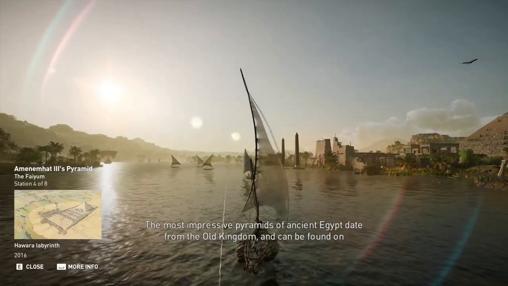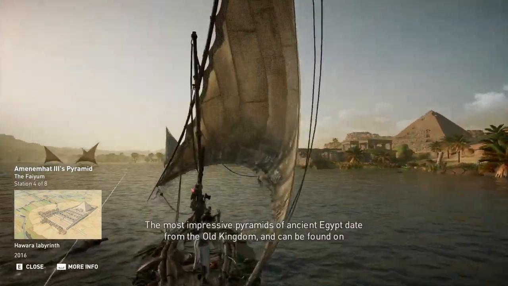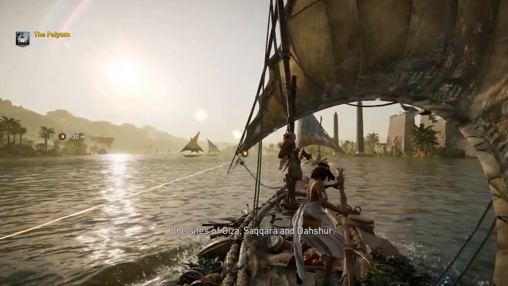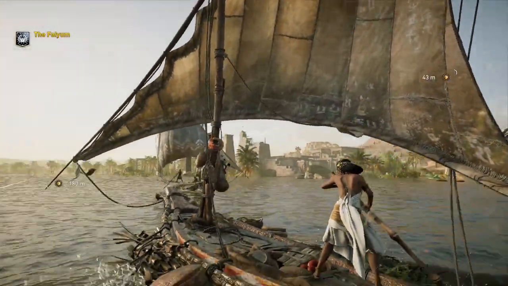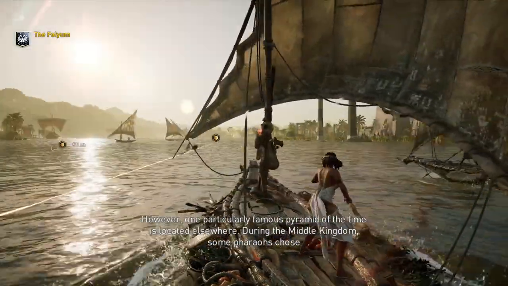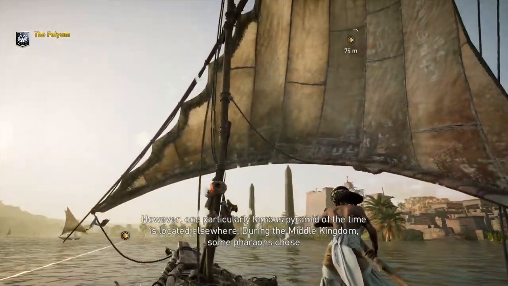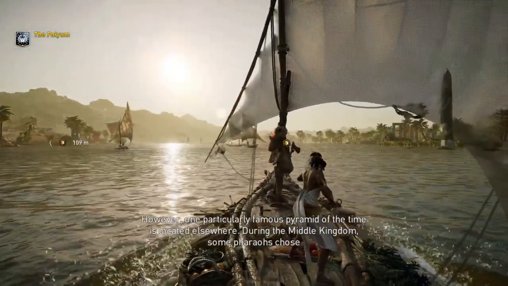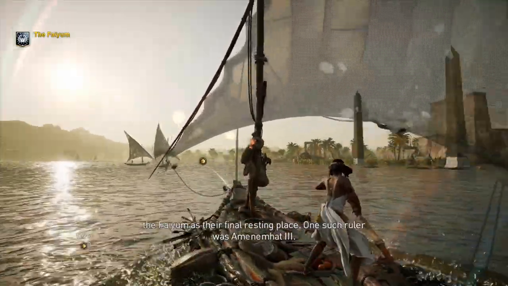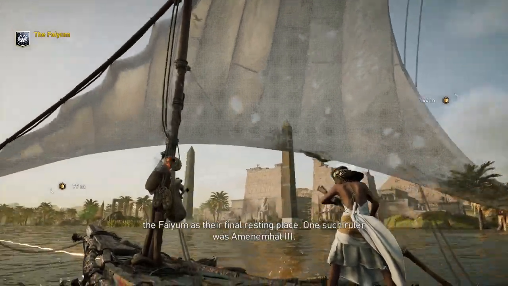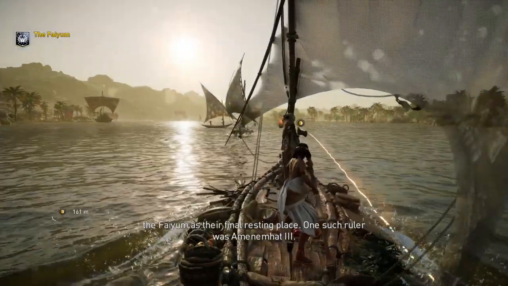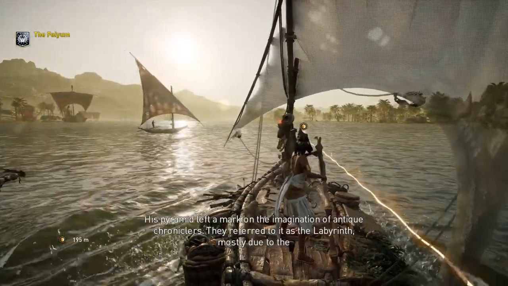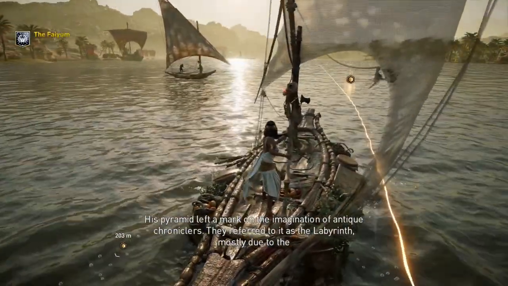The most impressive pyramids of ancient Egypt date from the Old Kingdom and can be found on the sites of Giza, Saqqara, and Dahshur. However, one particularly famous pyramid of the time is located elsewhere. During the Middle Kingdom, some pharaohs chose the Fayum as their final resting place. One such ruler was Amenemhat III. His pyramid left a mark on the imagination of antique chroniclers.